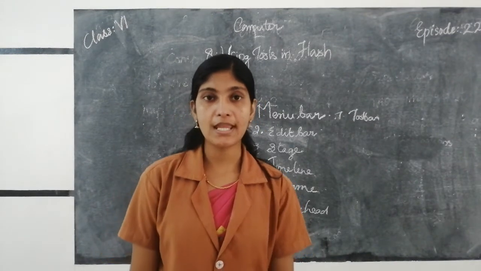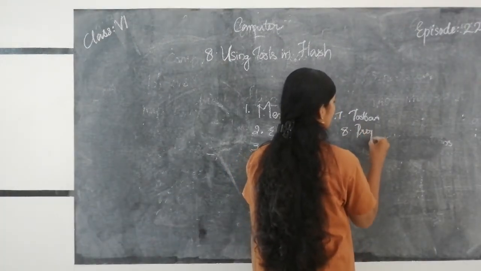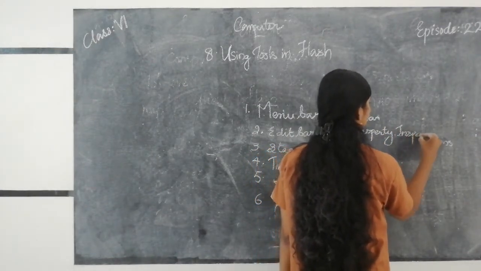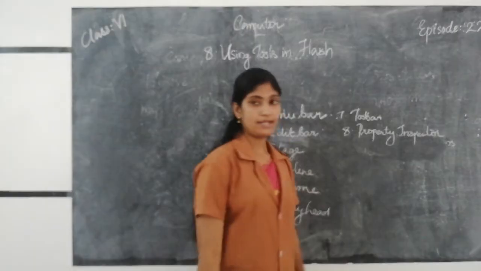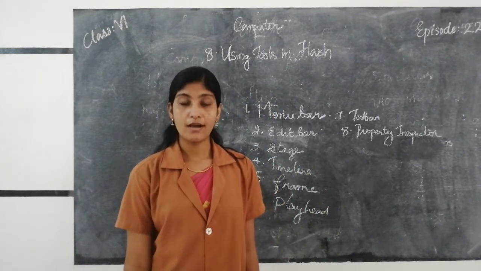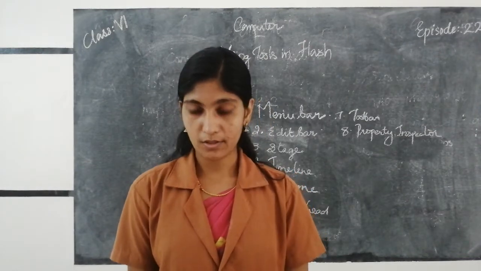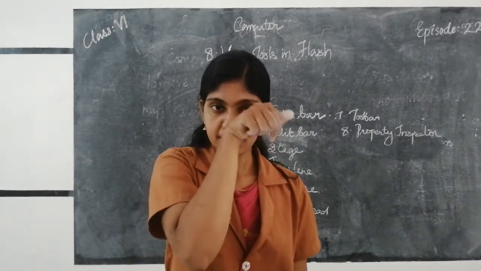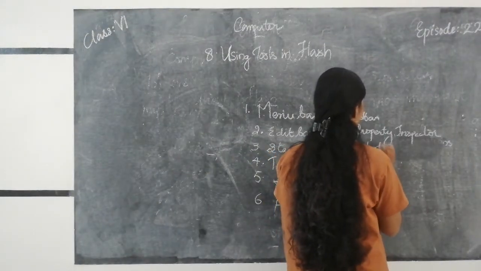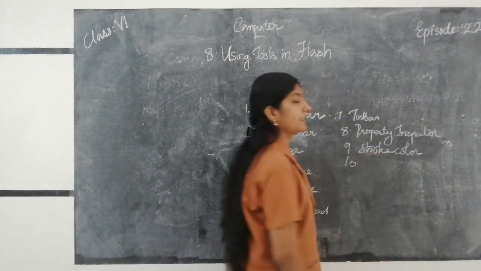The next is the property inspector. If you want to change any properties, you can go to the property inspector. Then the next one is stroke color. It's the color of the lines you draw, or we can say the outline of the project or object. Then the next is fill color. So here, stroke color and another one is fill color.